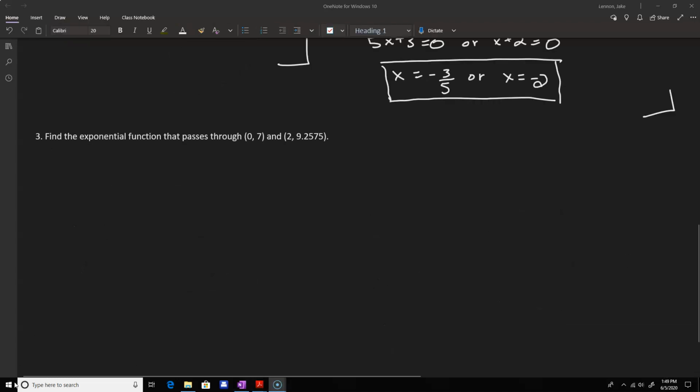Okay, for number 3, we want to find an exponential function through 2 points. So we're just going to use the standard form here. An exponential function in standard form just looks like y equals a times b raised to the t power. And we want to plug in both points. Well, actually, in this case, it's even simpler than that because we know 0, 7 is the y-intercept. So that means that's the value of a. So y has to be equal to 7 times b to the t because 0, 7 is the y-intercept and a is always the y-intercept.